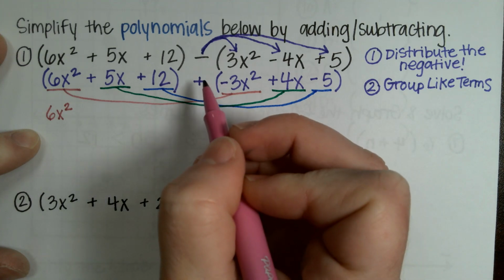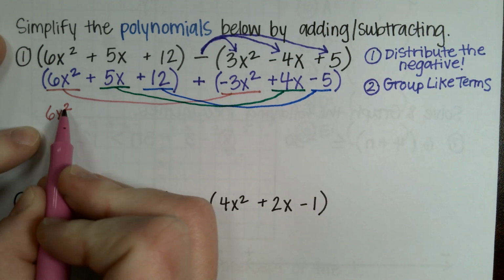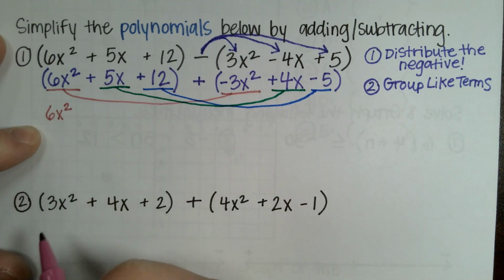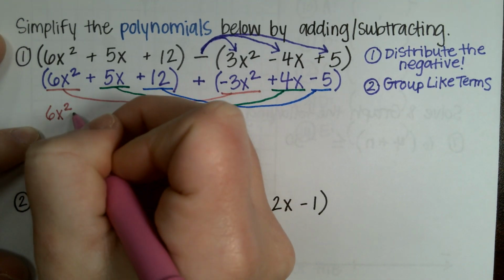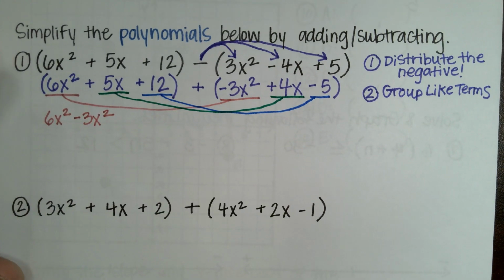Yes, remember when we add a negative, that's just subtracting. So we can just put 6x squared minus 3x squared. Is everybody okay with that? Awesome. So here is that. And what's next?